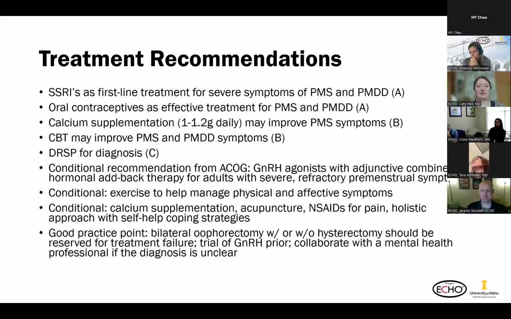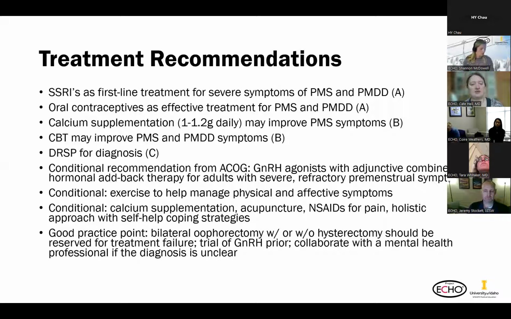And then specifically from ACOG, there's a conditional recommendation for using gonadotropin-releasing hormone agonists with add-back therapy, which would be using estrogen or progesterone, for adults with severe refractory premenstrual symptoms. That's not totally a last line of treatment, but we want to try other things first generally.